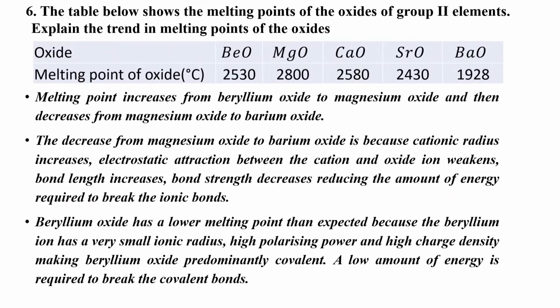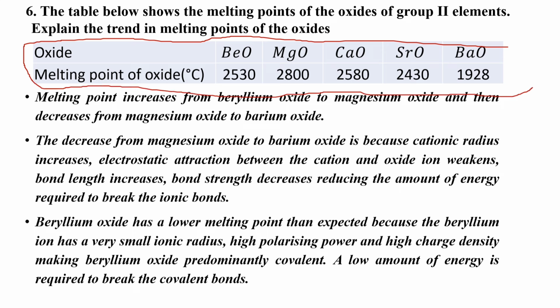Let's look at number 6 here. Number 6 is basically the oxides of group 2 elements. So all of them are ionic. So we are going to look at factors affecting ionic compounds only, which are ionic charge, ionic radius, then polarizing power effects here. We see that beryllium oxide has a value lower than magnesium oxide, but there is a decrease from magnesium oxide to barium oxide.